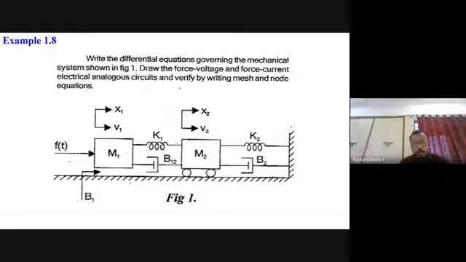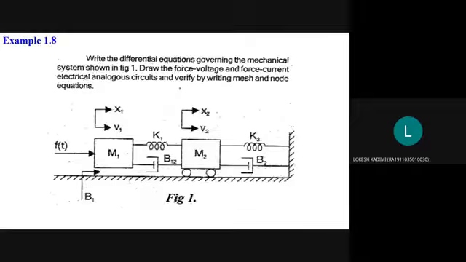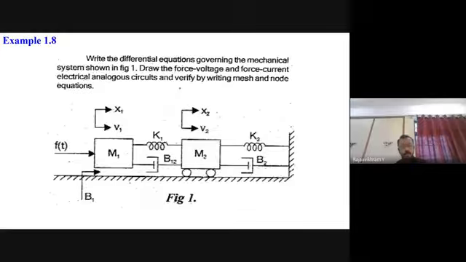What is the next step? How to solve this problem? What is the first step? Free body diagram of M1. Yes, exactly. Free body diagram for M1. So don't wait for others. You proceed with the problem. First take M1, draw the free body diagram for M1, and write the differential equation for M1. I ask you to write the differential equation for M1 and then for M2.